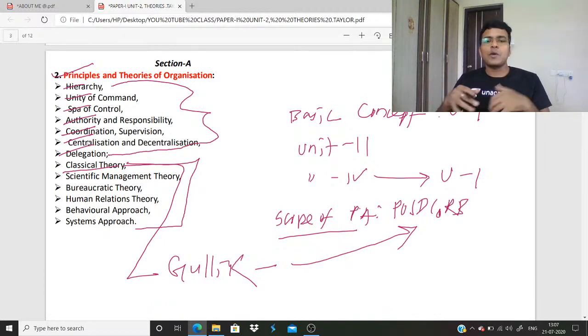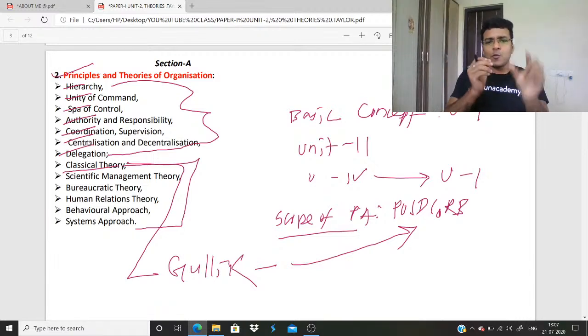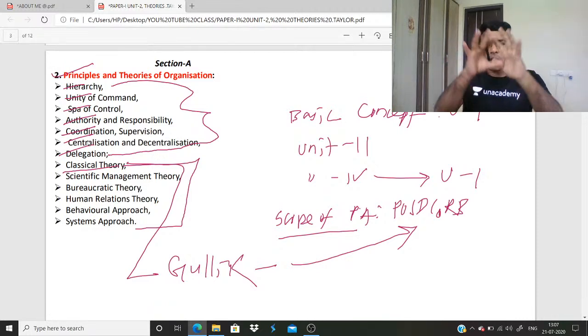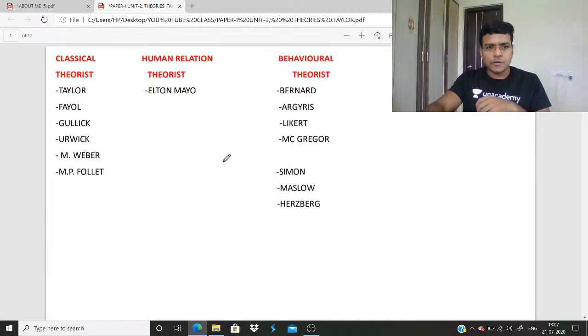So in today's class, we will discuss theorists. Before that, suppose you are a new student looking at the syllabus. You read hierarchy, unity of command, and these words feel very difficult. What is classical theory, scientific management, bureaucratic, human relation, behavioral? So I make a simple understanding for you. Instead of reading one theory, then second, third, fourth, we go simultaneously. We understand every theorist in one go. So it is a holistic approach. I am giving you how we discuss this.